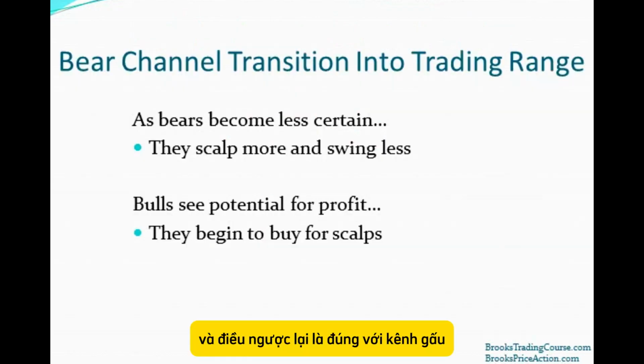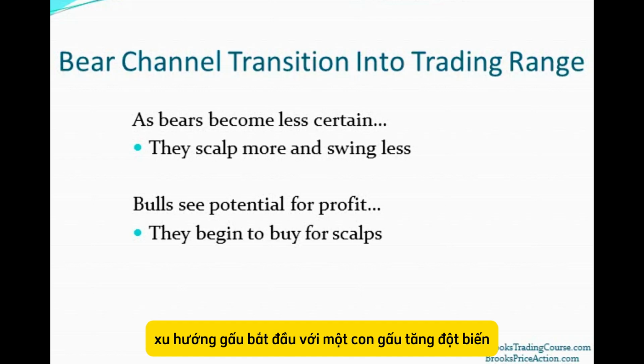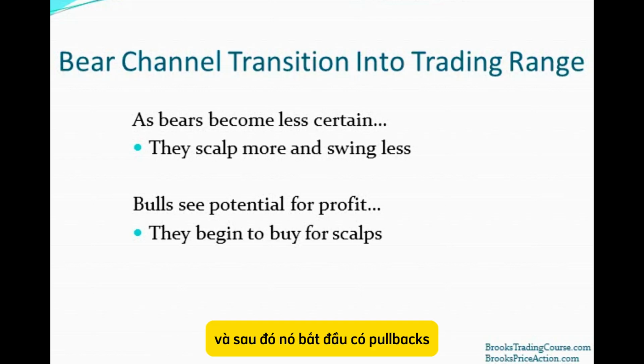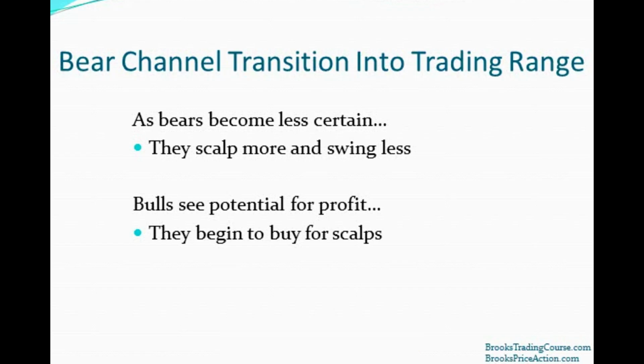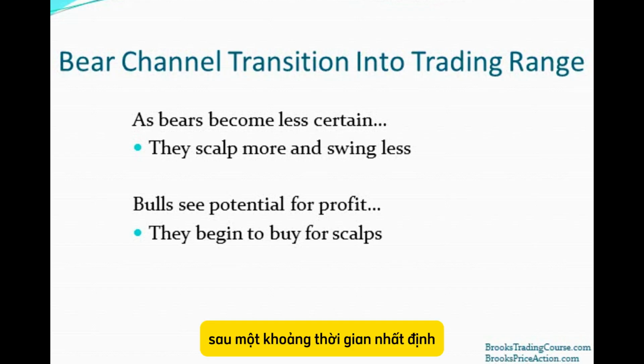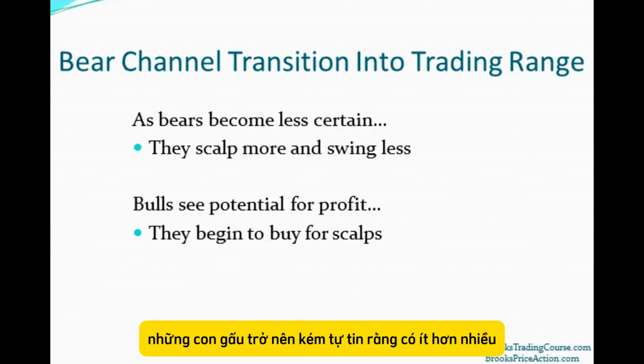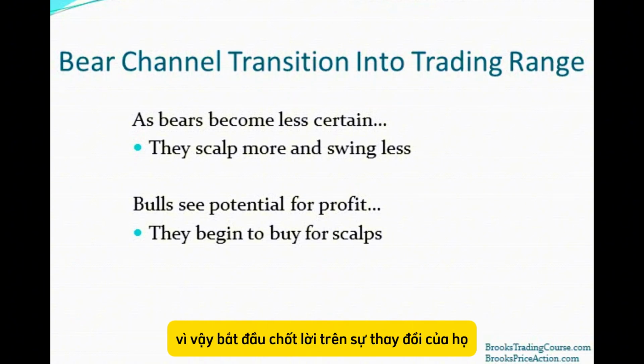And the opposite is true with a bear channel transitioning into a trading range. A bear channel is part of a bear trend. The bear trend begins with a bear spike, and then it begins to have pullbacks and enters a channel phase. After a certain amount of time, maybe 10, 20, 30, 40 bars, the bears become less confident that there is much left profit to be made by going short, so they begin to take profits on their swings, and any new position that they take tends to be more of a scalp.